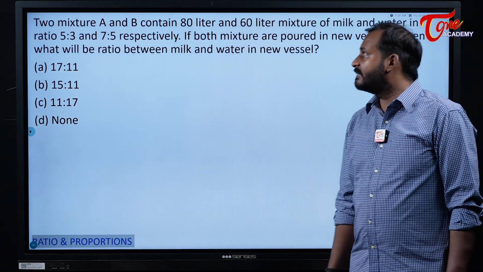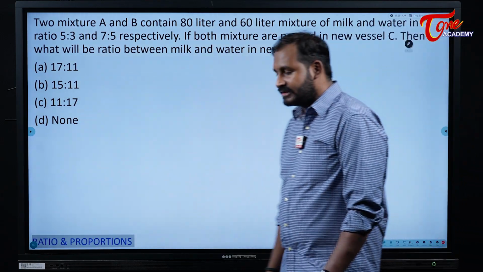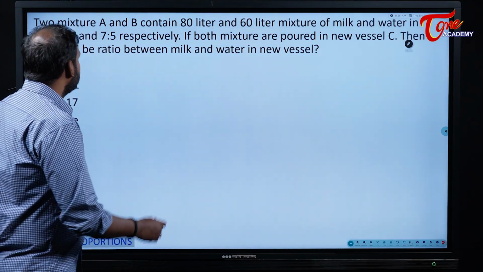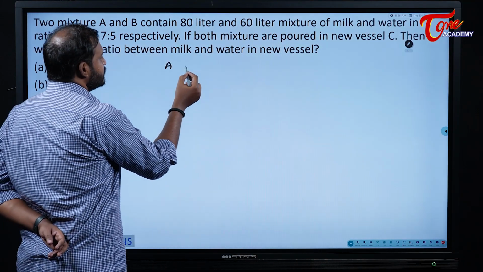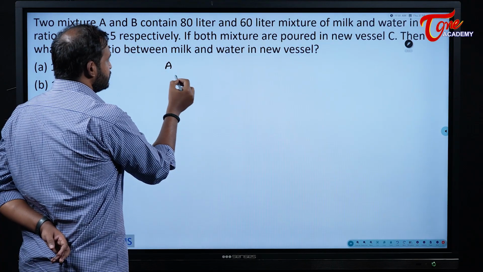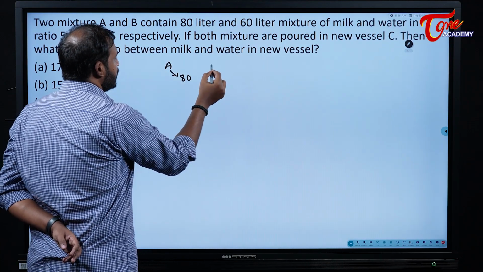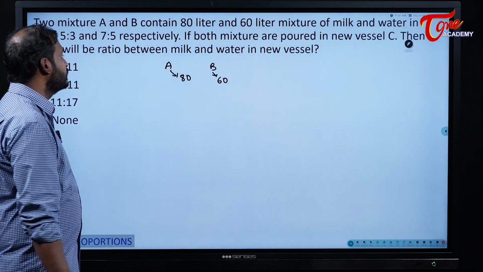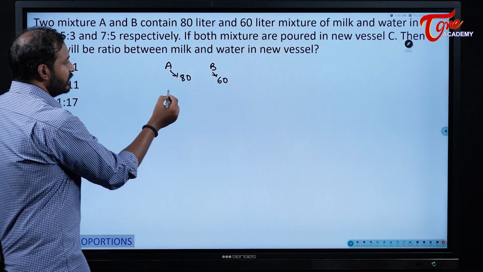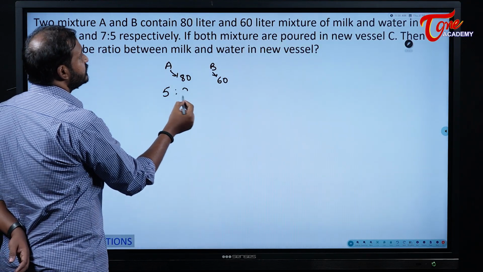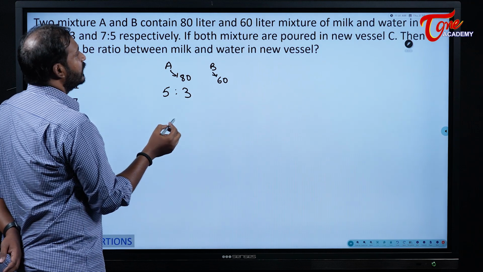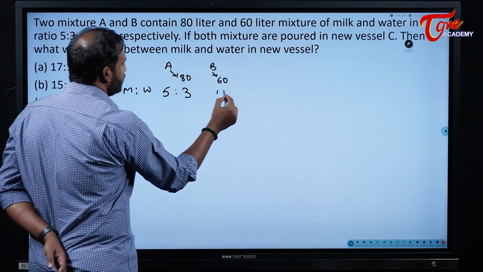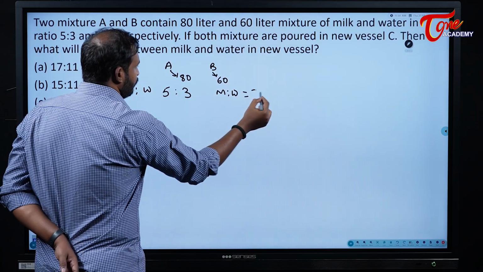Two mixtures A and B contain 80 liters and 60 liters of a mixture of milk and water. A contains 80 liters of a mixture of milk and water and B contains 60 liters of a mixture of milk and water in the ratio 5:3 and 7:5. Here the ratio of milk and water is 5:3, and here the ratio of milk and water is 7:5.